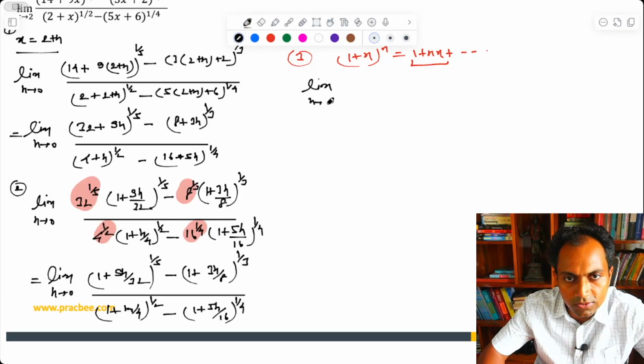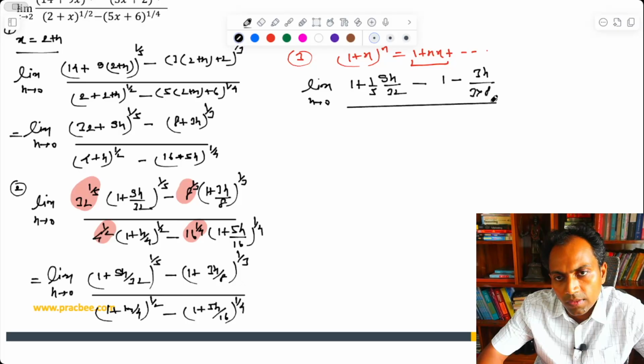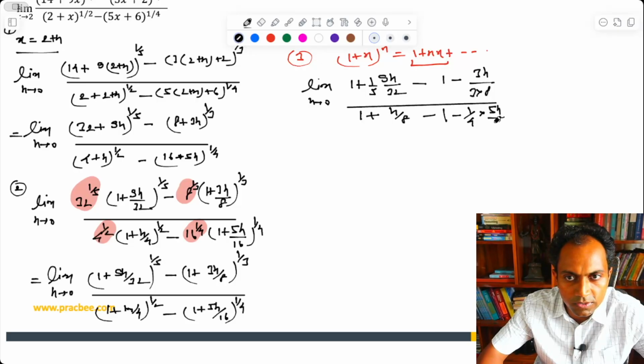Limit h tends to 0. This will become 9h by 5 times 9h by 32 minus 1 minus 3h by 3 into 8. And then in the denominator 1 plus h by 8 and then minus 1 minus 1 by 4 into 5h by 16.